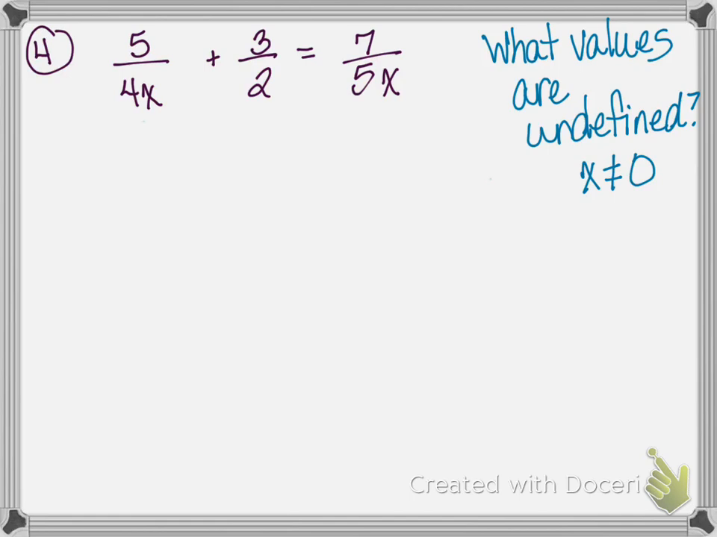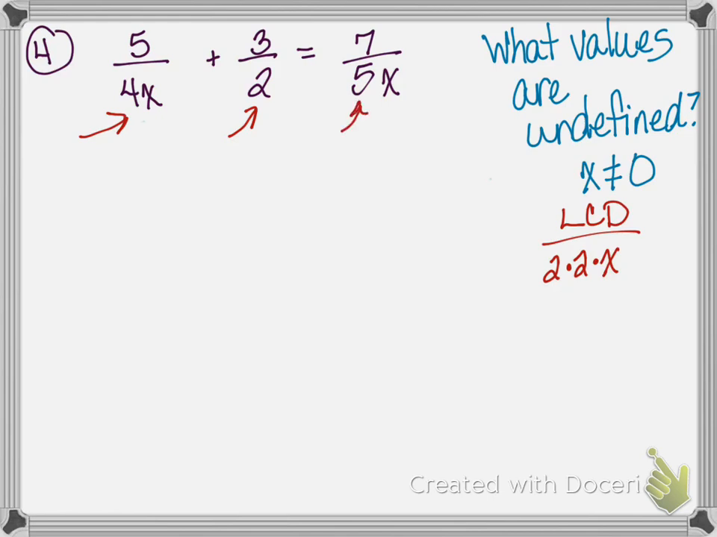Now we're going to find our least common denominator. Okay, my first denominator is 4x. I'm going to rewrite that 4 as 2 times 2 times x. Okay, I could have gone ahead and rewritten the whole problem and done that. My second denominator already has a 2 in it. My LCD already has a 2 in it, so I don't have to worry about that.